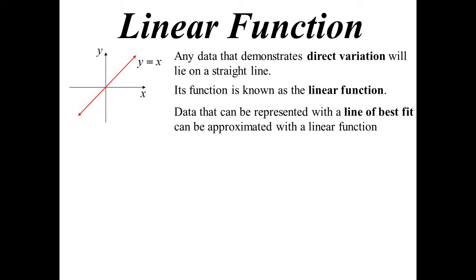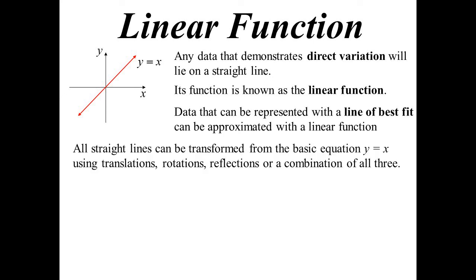In science, you've probably done this when you are plotting data. Even though experimental data might not lie exactly on a straight line, you'd be incredibly lucky if it does with most experiments, a line of best fit is then drawn in. As long as you can see the points and you go, yeah, that looks like a linear relationship, so let's try and draw a line of best fit between the data. Every straight line can be transformed from the basic equation, y equals x. It might be a rotation, it might be a reflection, it might be a translation, or as I say there, it could be a combination of all of them.